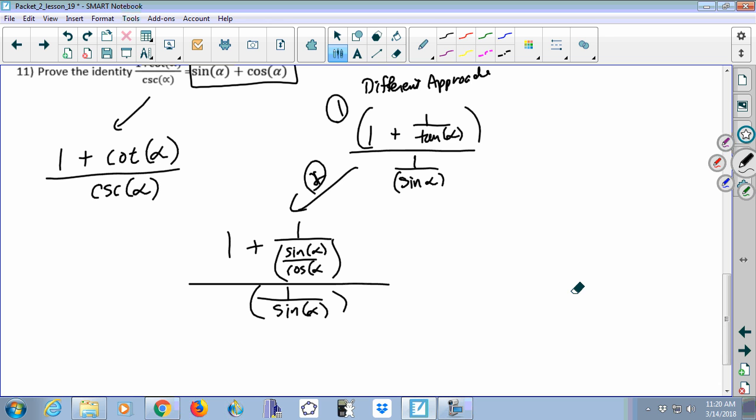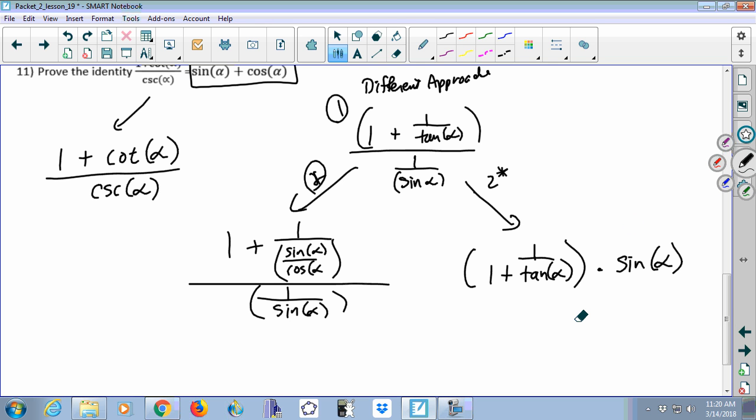Take this division problem and change it into a multiplication problem. So that's 2 prime. The second approach would be my numerator stays the same, and I'm going to multiply it by the reciprocal of the denominator, which is sine alpha. I'm so used to saying theta, it comes right off my tongue. Okay, so let's work with this approach first because it's a little bit easier, not a lot, but a little.